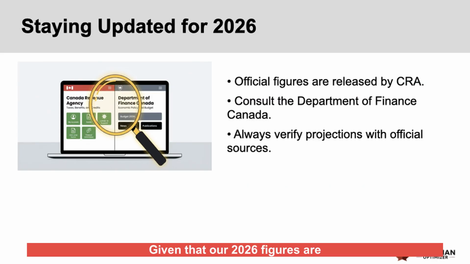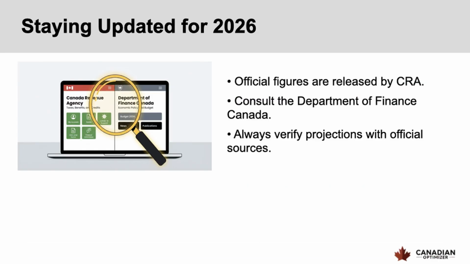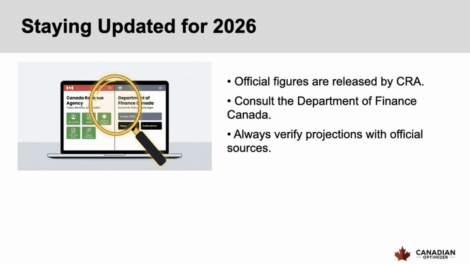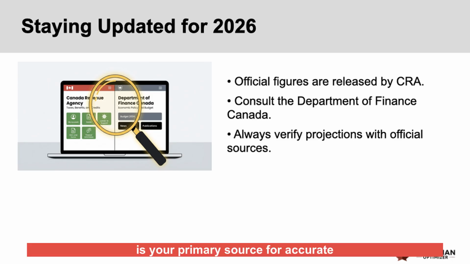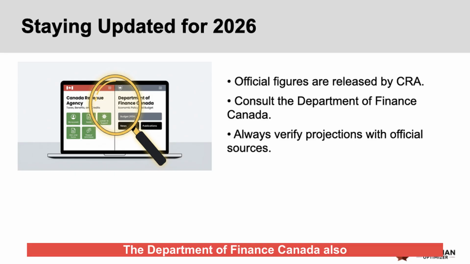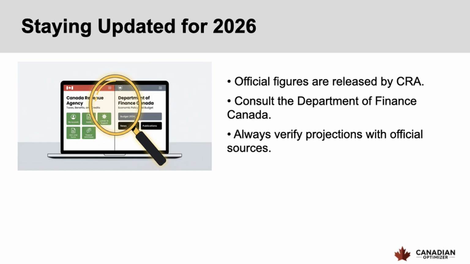Given that our 2026 figures are projections, it's absolutely critical to know where to find the official, confirmed information. The Canada Revenue Agency, or CRA, is your primary source for accurate tax bracket information and all related tax rules. The Department of Finance Canada also releases important budgetary and tax policy announcements. Always cross-reference any information you find with these authoritative government websites.